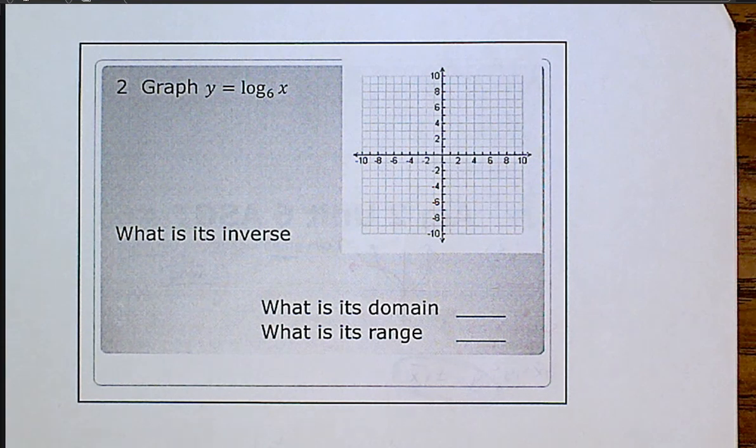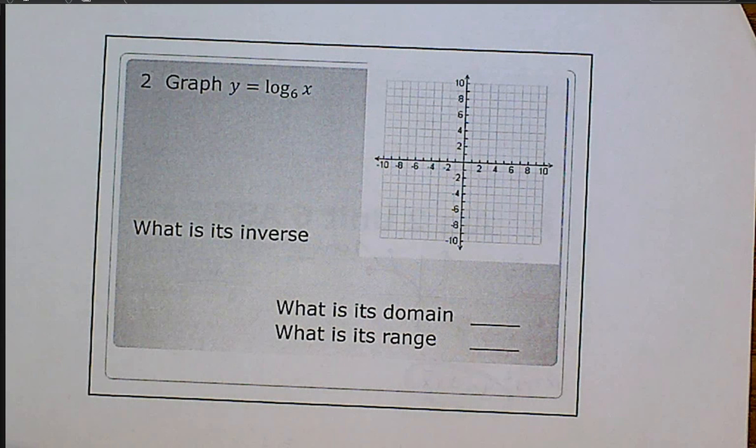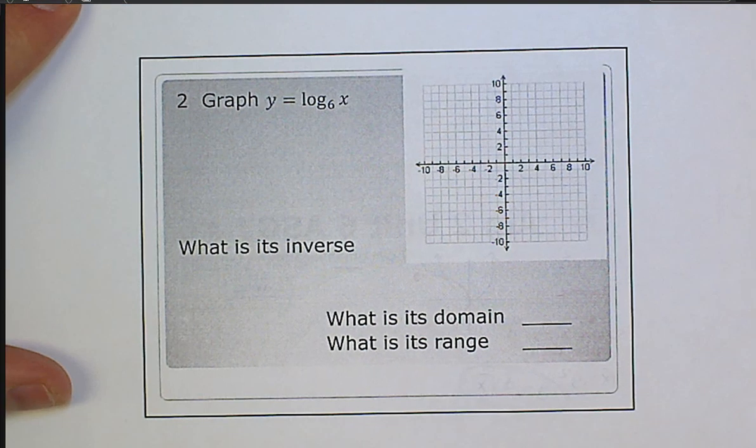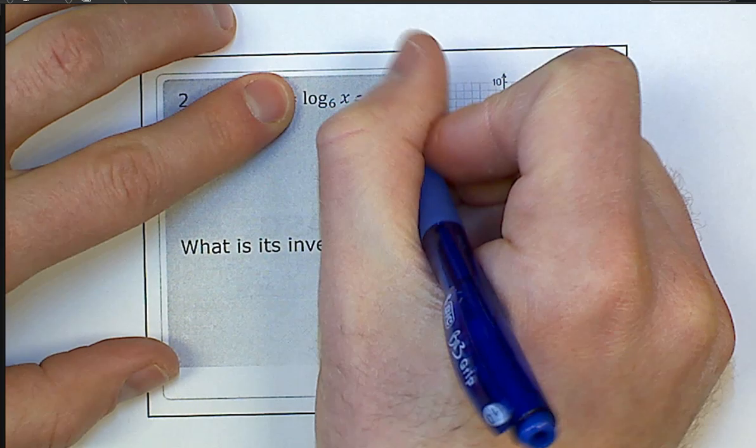Okay, so again, if we're following our steps, and you can always refer back to the steps on the right-hand side of the first page, the first thing that we want to do is rewrite this in exponent form. So again, if I was doing this problem, the first thing I would probably do is write it equal to y that way, because that's just easier for me.